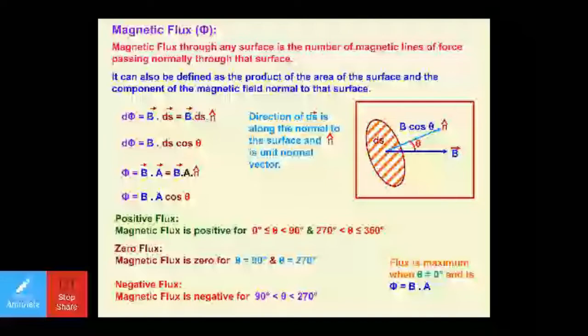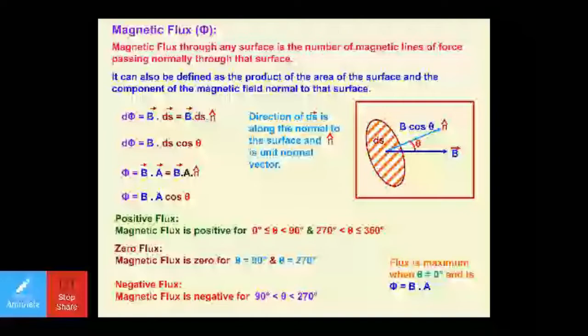For zero flux, the condition is very clear. Theta needs to be 90 degree or 270 degree. For positive flux, theta should lie between 0 to 90 and 270 to 360 degree. Means it should be greater than 270 and less than or equal to 360, in the prior case it should be greater than 0 degree and less than 90 degree. In the negative flux, it should be greater than 90 degree and less than 270 degree. So this is the case for the negative flux.